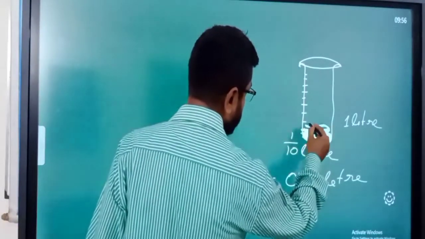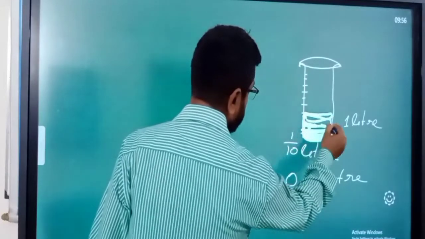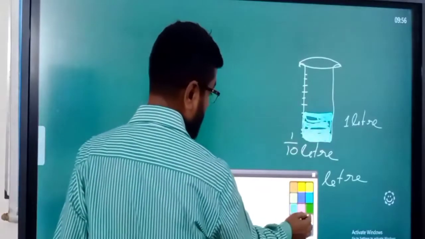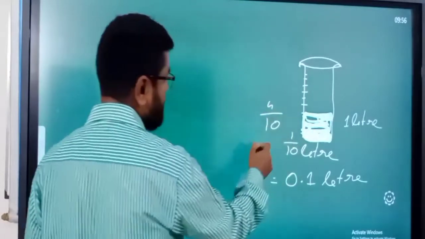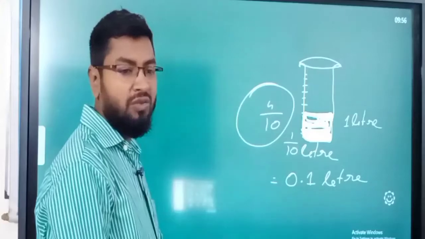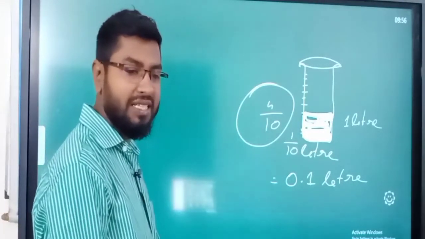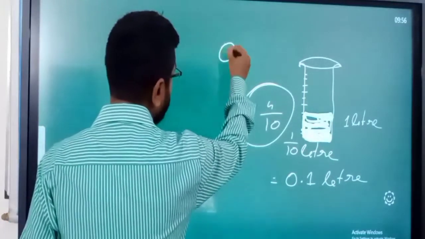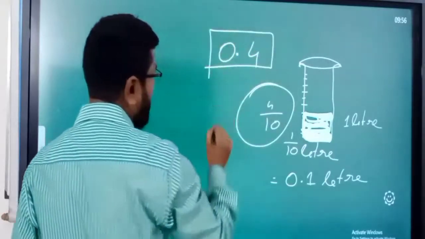Look, if I go for more amount of water, it is 4 by 10. How can we express this fraction, 4 by 10, in decimal fraction? Yes, this fraction can be expressed as 0.4. This is the decimal number.